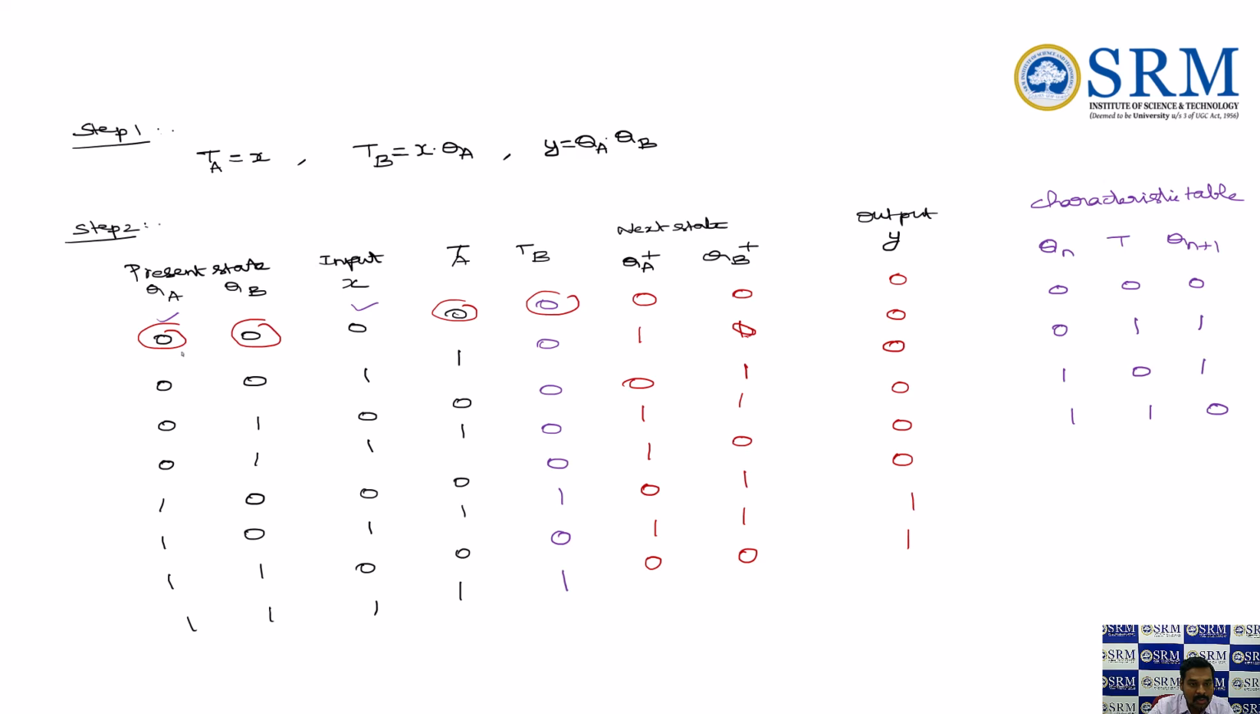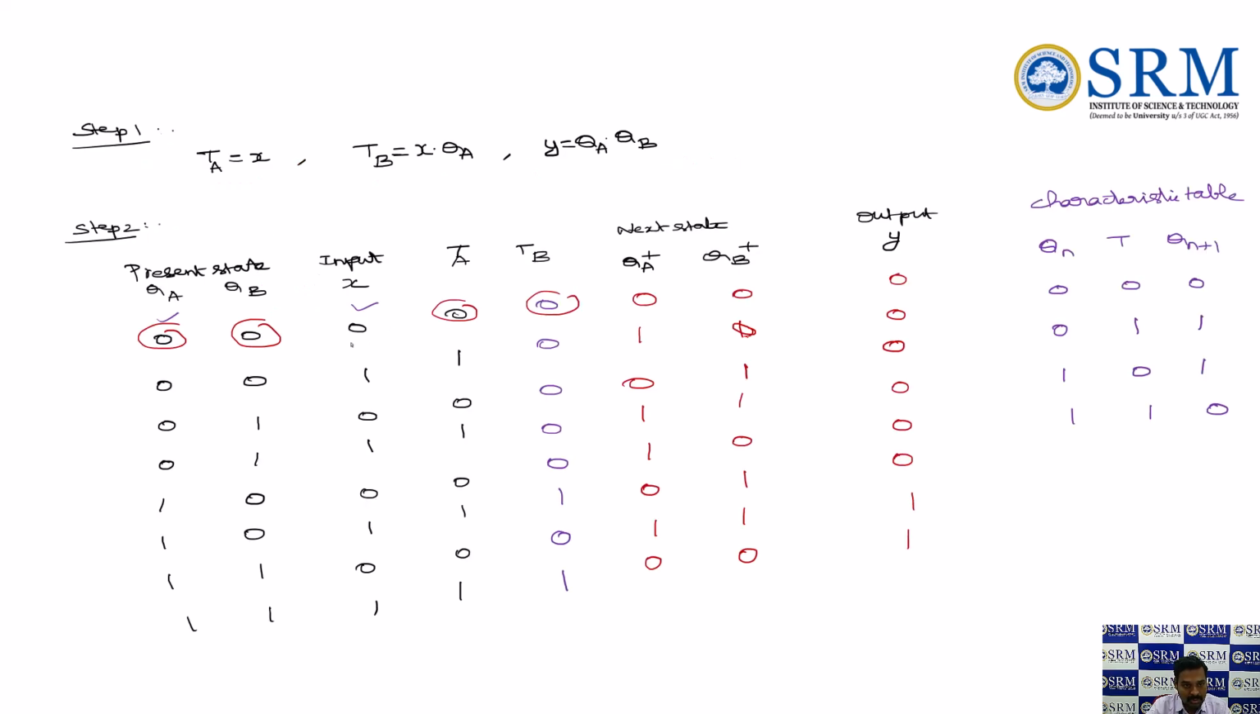I'm drawing first the S0 state. So 0 0. That is 0 0. So 0 0, the next state is 0 0, when my input is 0 and output is also 0. When my input is 0, output is also 0. Right. Now comes the second part.